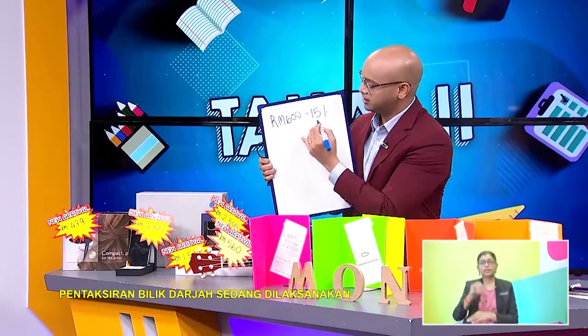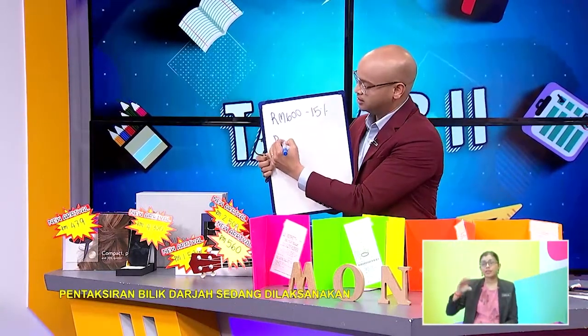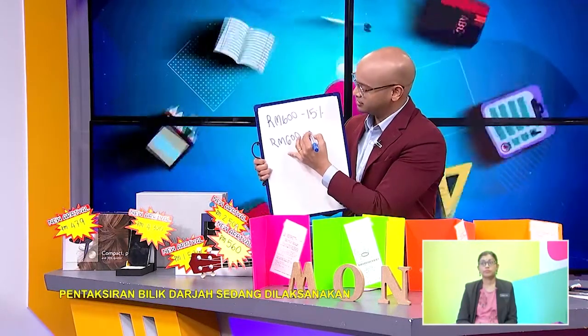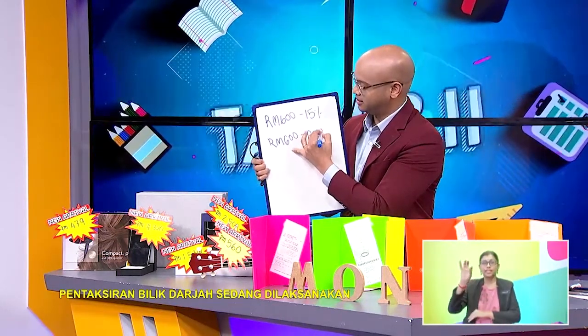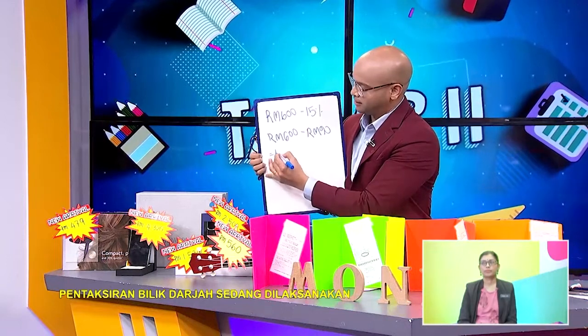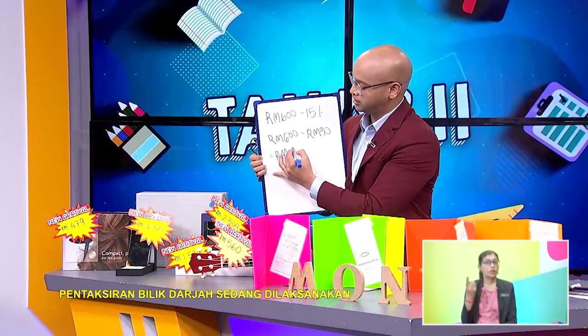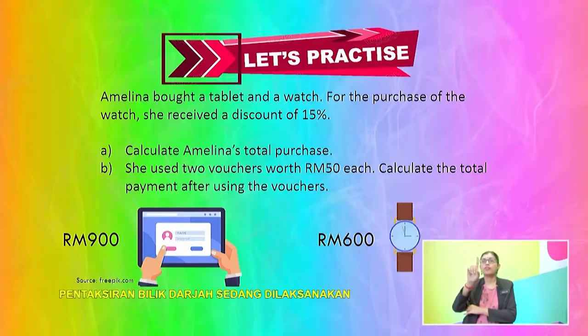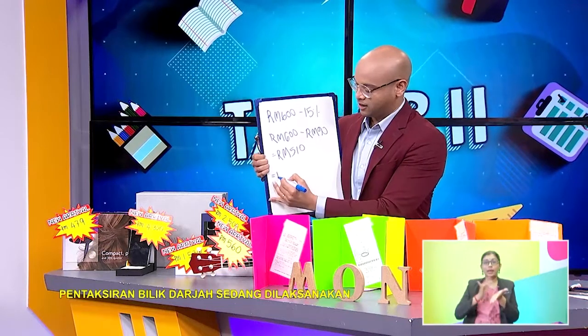15% of 600 is 90 ringgit. So I'm going to minus off 90 ringgit, and that would mean the price of the watch alone is 510 ringgit. Now for question A, calculate Emelina's total purchase. That means the watch, 510 ringgit, plus the tablet, 900 ringgit.